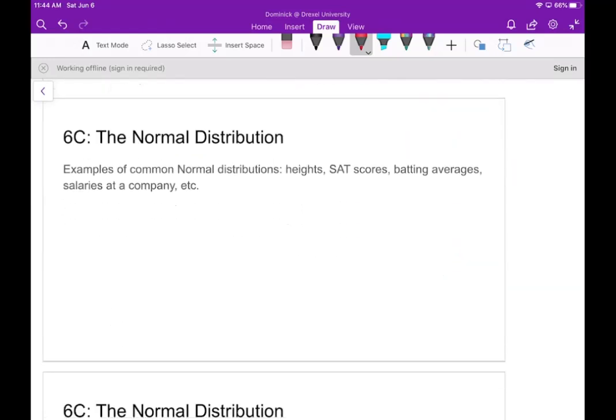Now, what are some examples of common normal distributions? Things like heights, SAT scores, batting averages, and salaries at a company are all good examples of normal distributions. It's where you can expect most data values to be centered around the mean, with it symmetric, of course, and then decreasing in frequency as you get further away from the mean.